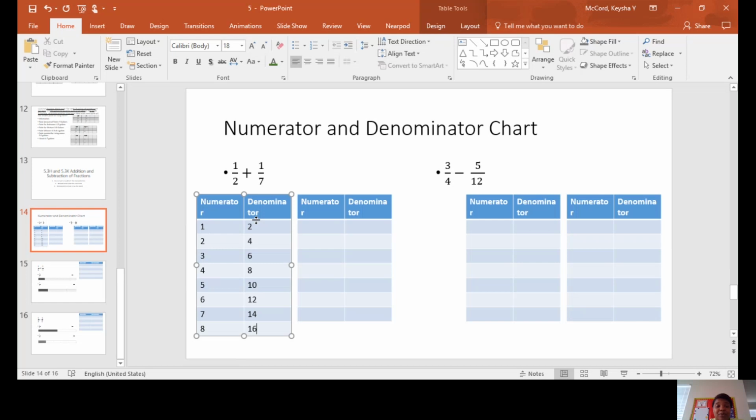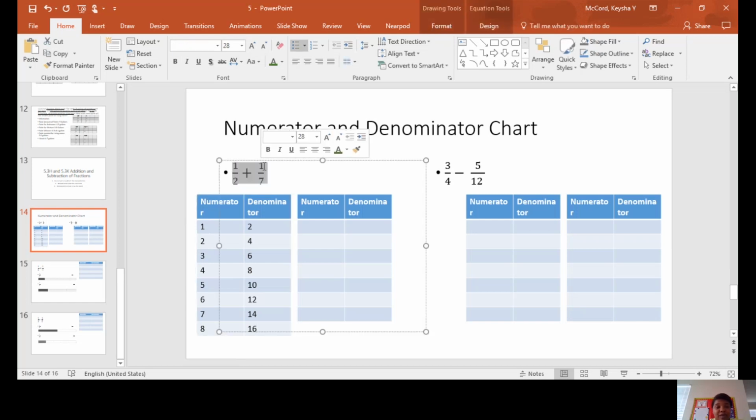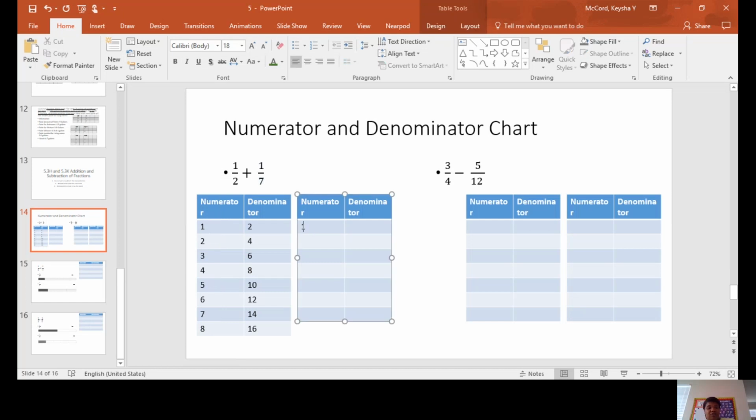Okay. Now remember, the whole point of this chart is to find a fraction that 1/2 and 1/7 both have in common, or they have the same denominator. So let's get started. I'm going to make a numerator-denominator chart for 1/7. So I'm going to put my numerator, which is 1, in the numerator section. And then I'm going to put the denominator, which is the bottom number, 7, in the denominator chart.